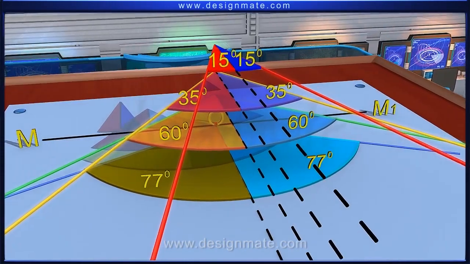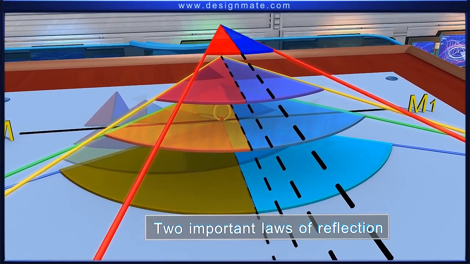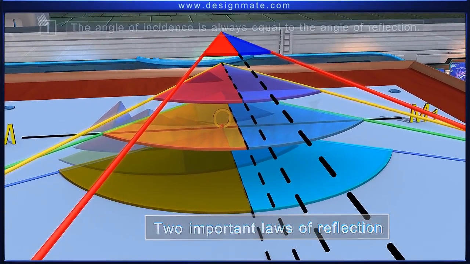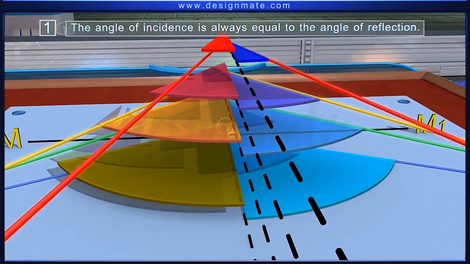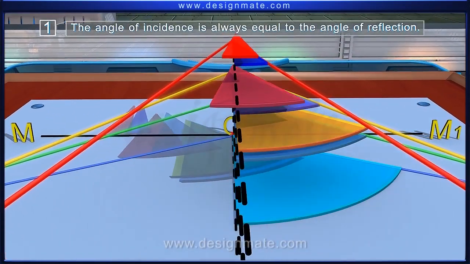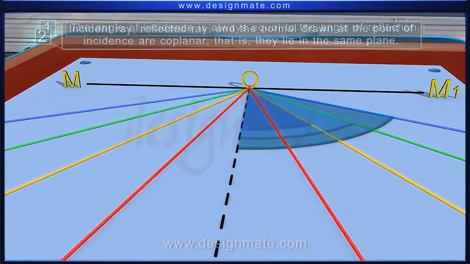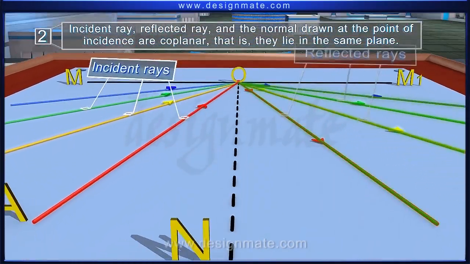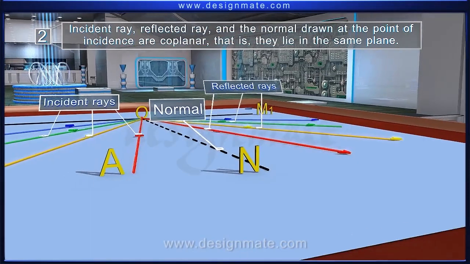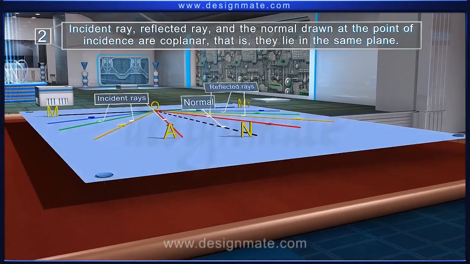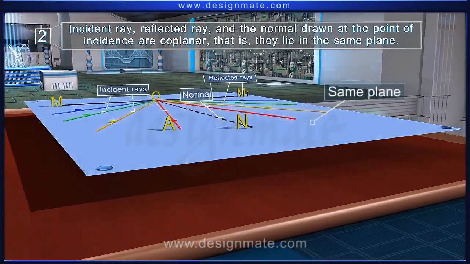From these experiments, 2 important laws of reflection can be deduced. The angle of incidence is always equal to the angle of reflection. Incident ray, reflected ray, and the normal drawn at the point of incidence are coplanar, that is, they lie in the same plane.